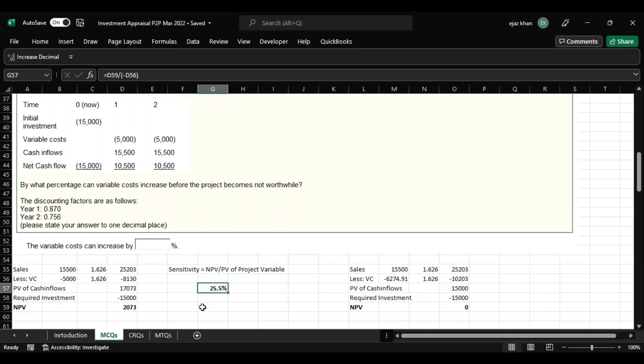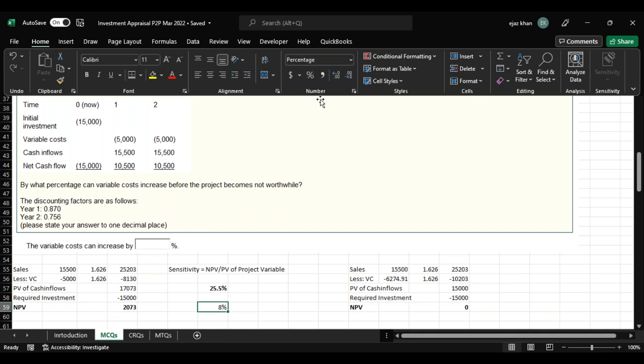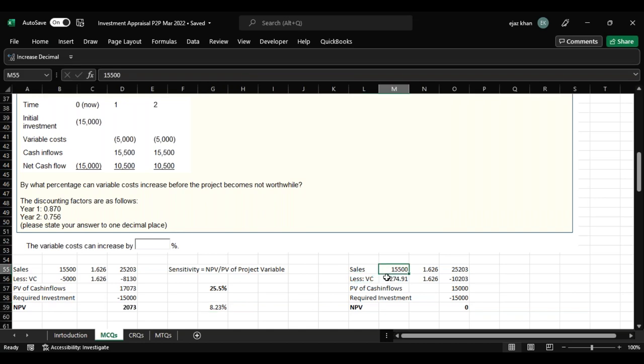Okay, we'll apply the same formula with different figures. NPV should be the same, but we should be dividing it by the present value of the sales figure and converting it into a percentage. So it's 8.23%. Let me test it. Let's get it back to 5,000 and let us reduce this figure by 8.23%. Oh, zero. So if our sales revenue falls by 8.23%, or selling price falls by 8.23%, our net present value will be zero.